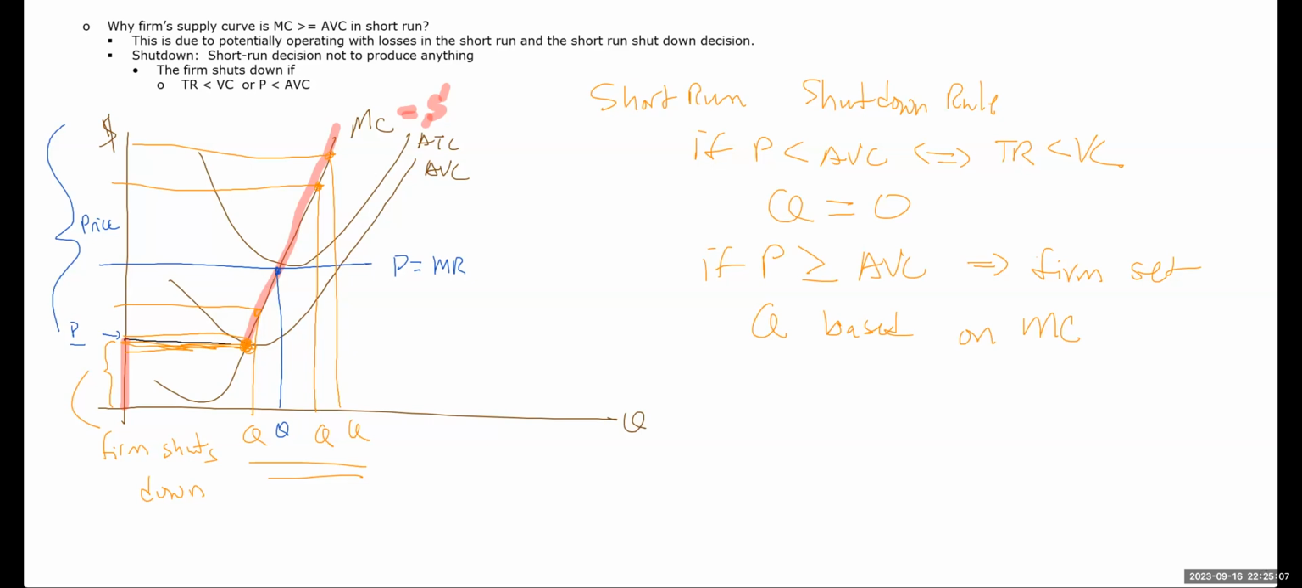Okay, so now let's go talk about a specific region here, which I call the Taco Tuesday region, where a firm is losing money, but they will still produce. Okay, let me clear this.